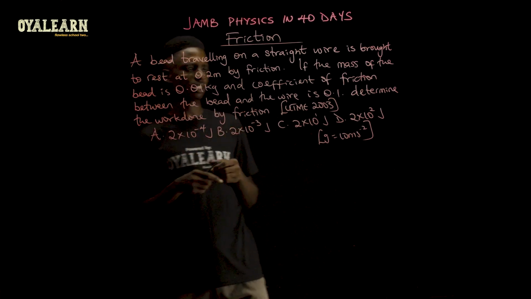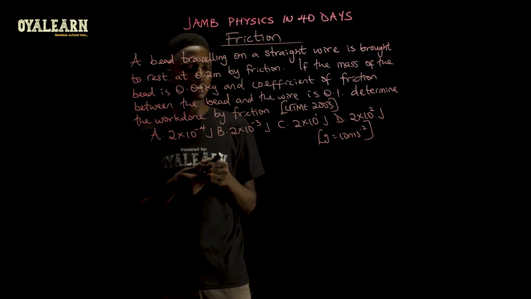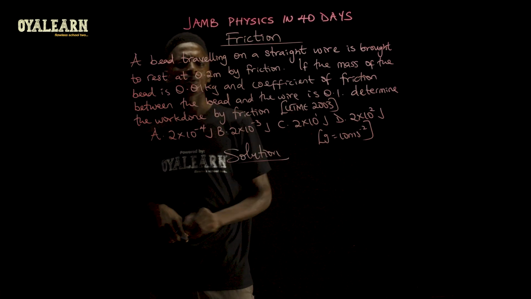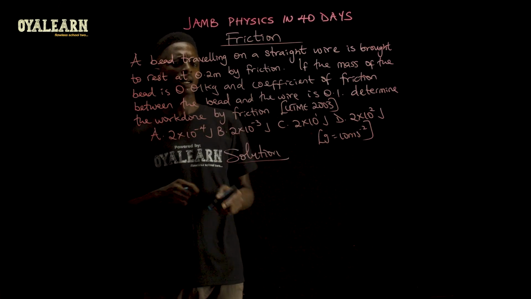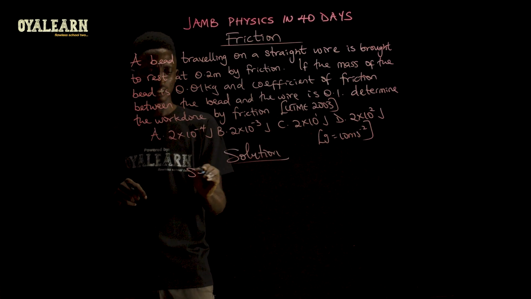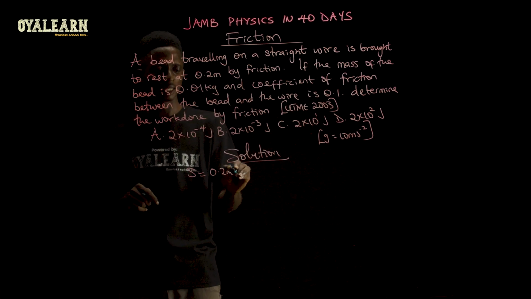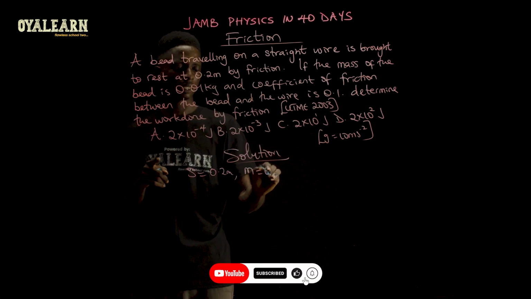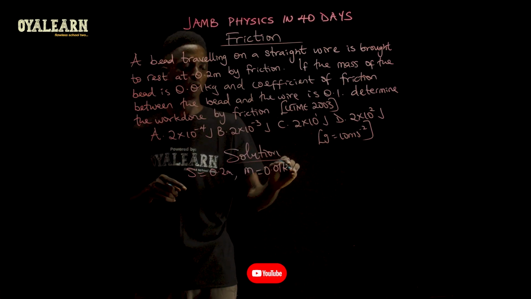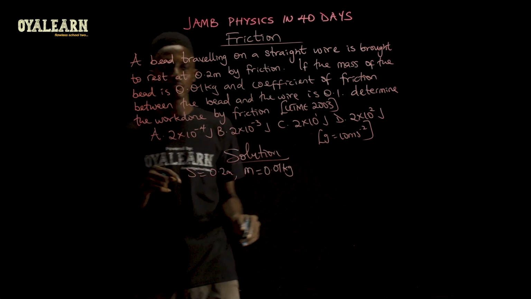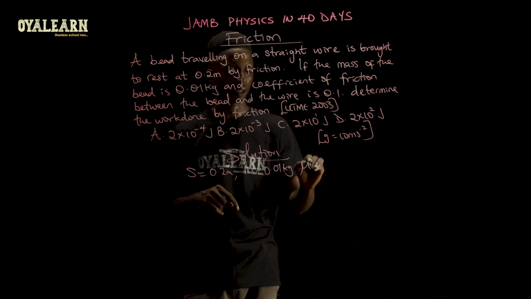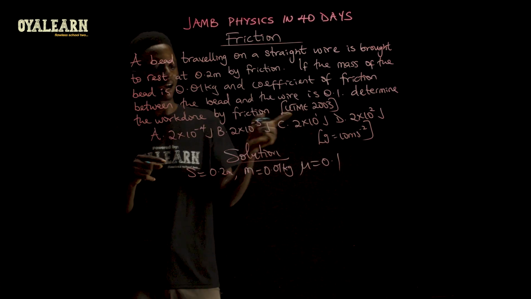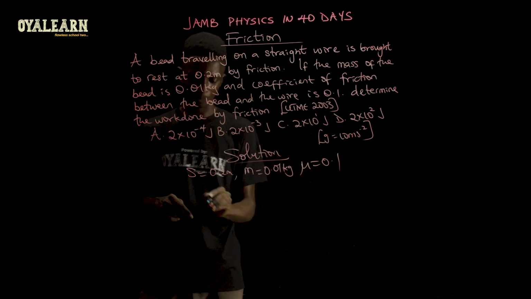Now let's get back to this question. From what we see here, let's bring out all the parameters we're given. We're given the displacement S as 0.2 meters. We're given the mass of the bead as 0.01 kilograms. We're given the coefficient of friction as 0.1. And we are asked to find the work done by friction.